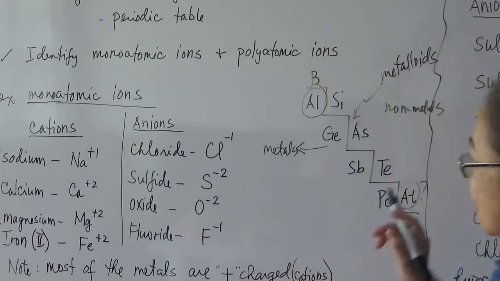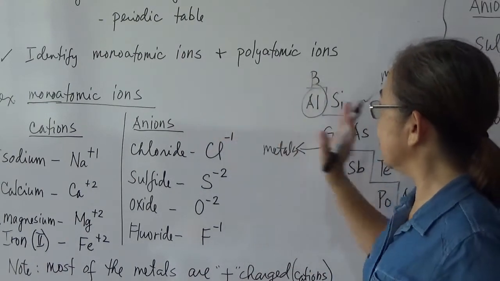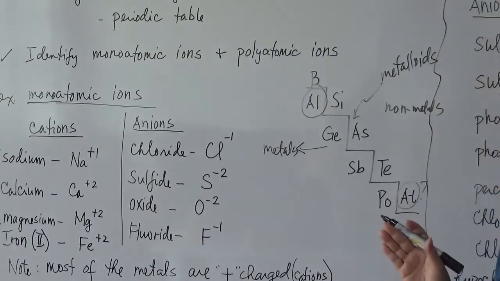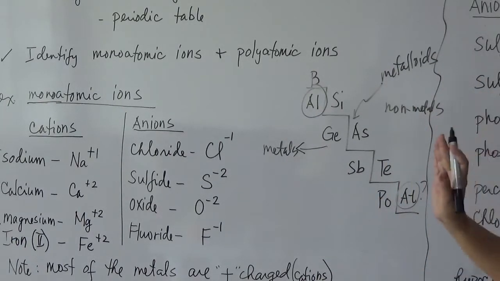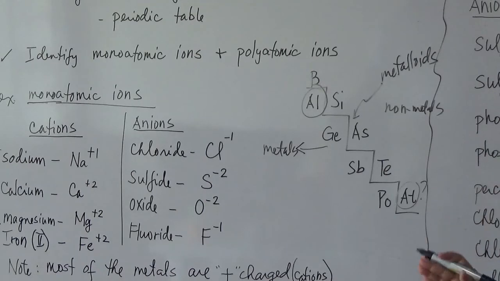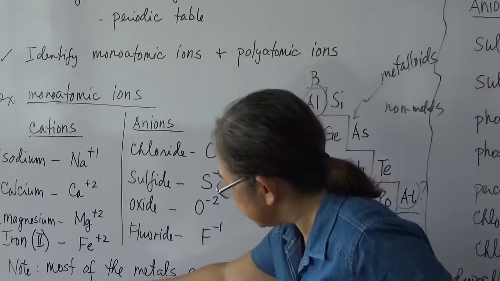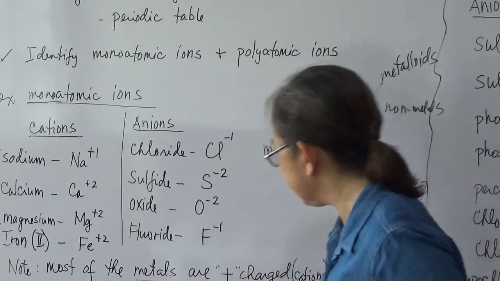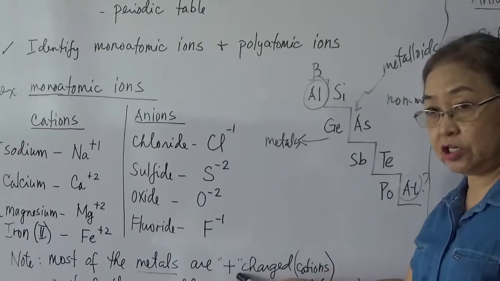Is it astatine? So one of these, aluminum, is considered as a metal. The other one is considered as a non-metal. Okay, there are 7 metalloids: 1, 2, 3, 4, 5, 6, 7. 7 metalloids. Okay, so going back, most of the metals, take note, are positively charged.